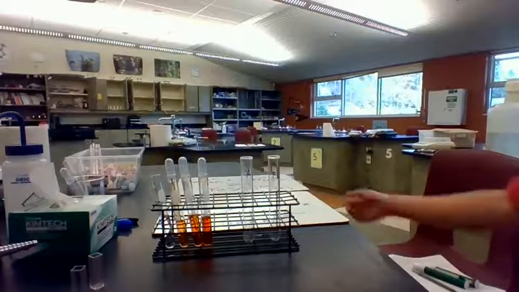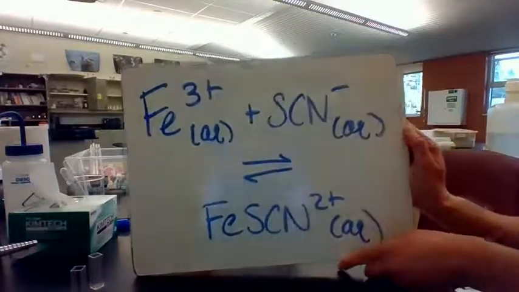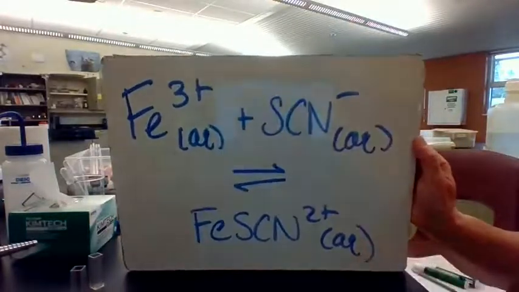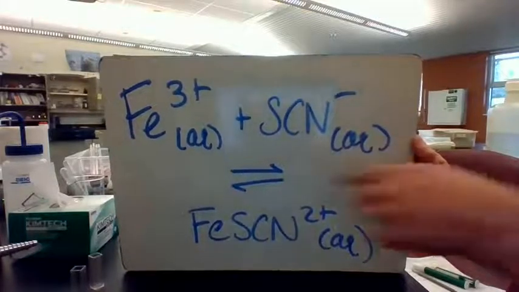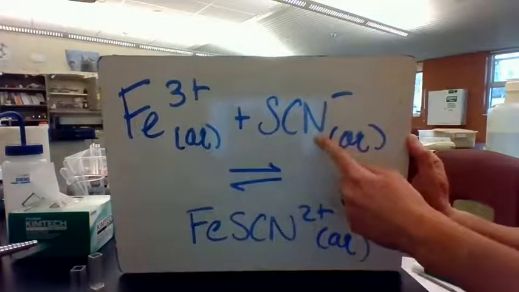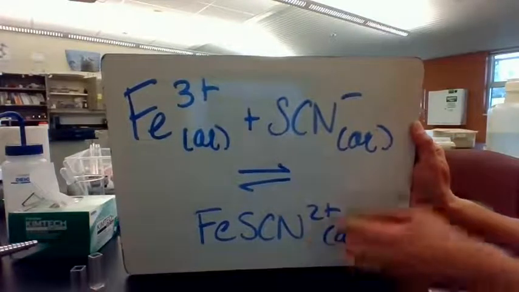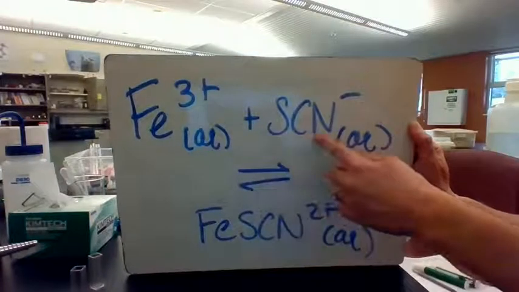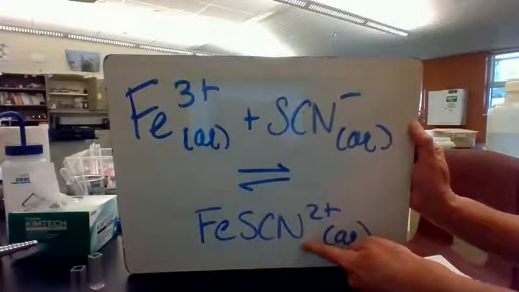Okay, welcome. This video is part 2 of a lab experiment where our goal is to determine the equilibrium constant of this reaction right here. So we're reacting iron ions and thiocyanate ions to make iron thiocyanate. And a key thing with this reaction is that the two reactants we're mixing together are clear, and the product of this reaction is not.